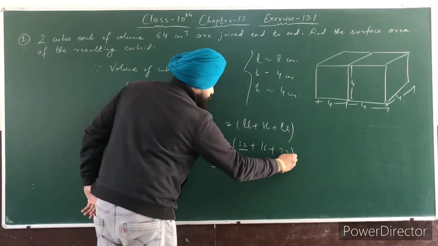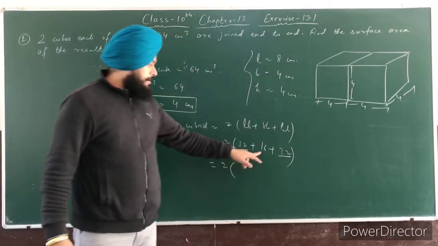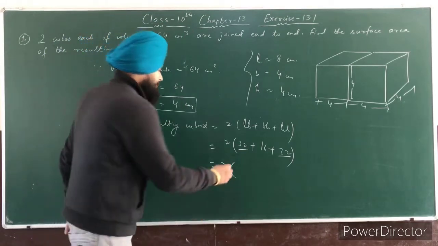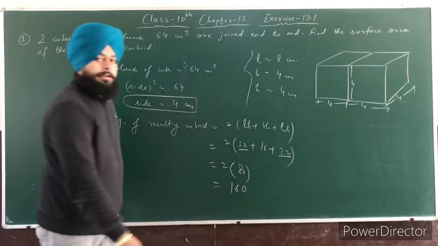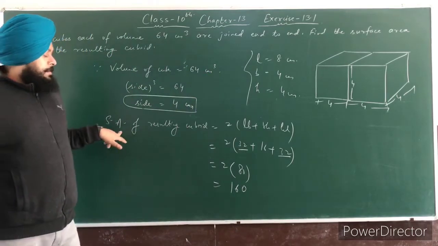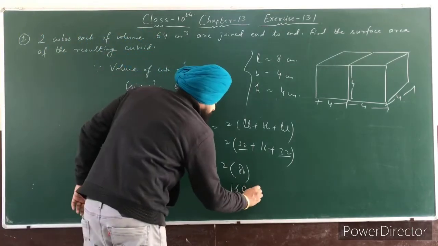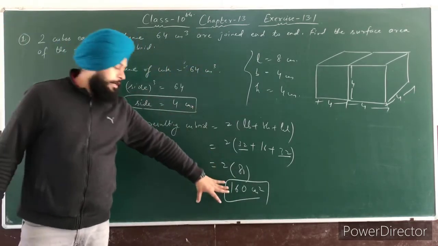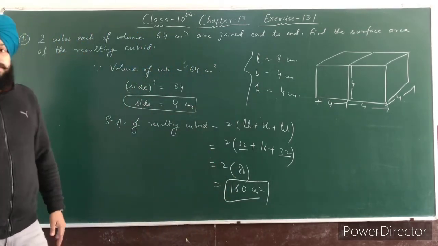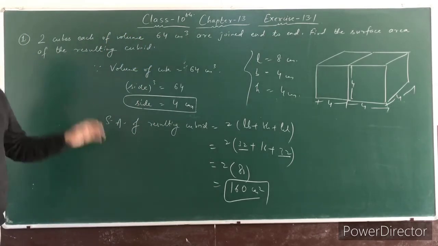Now 32 plus 32 is 64. 64 plus 16 is 80. And 8 2s are 160. Now the unit of this surface area is centimeter square. So the total surface area of this resulting cuboid is 160 cm². So this is your question number first.